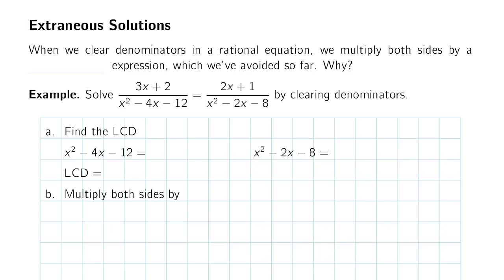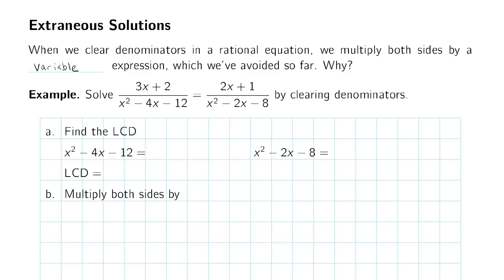When we clear denominators in a rational equation, we multiply both sides by a variable expression, which is something that we avoid if we possibly can. Why is that something to be avoided? Let's try solving this rational equation by clearing denominators and see what can go wrong.